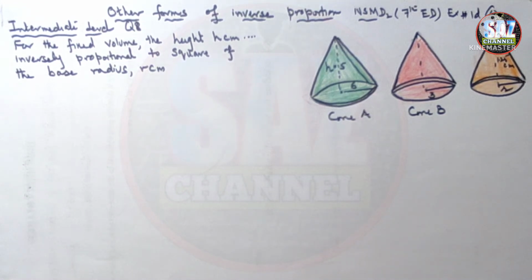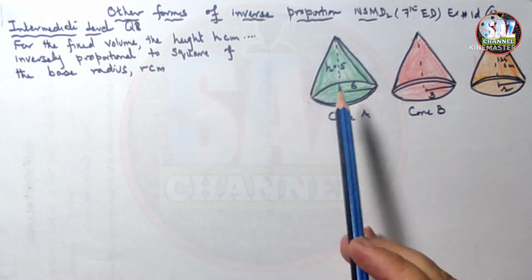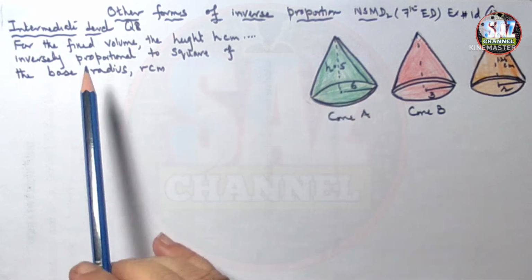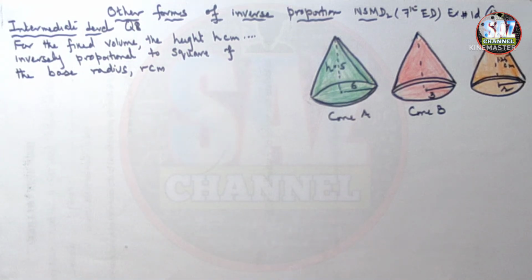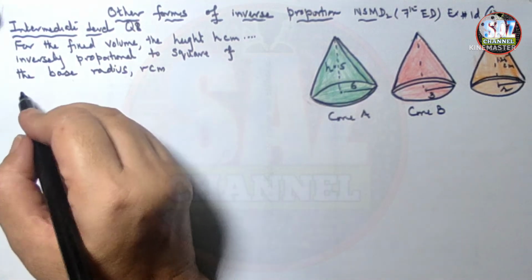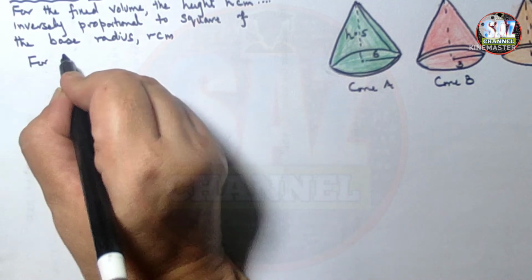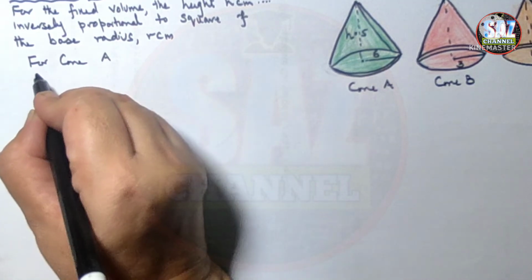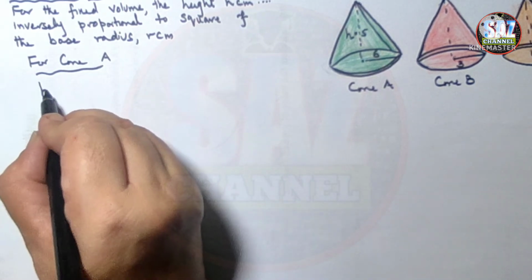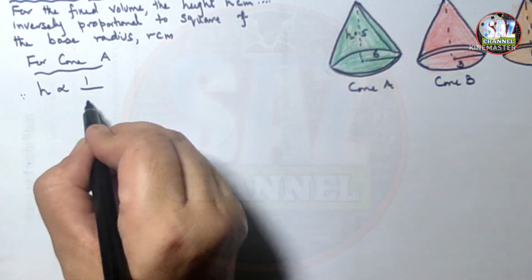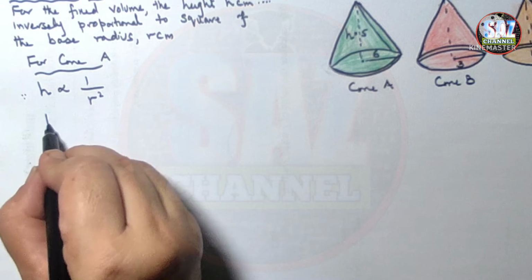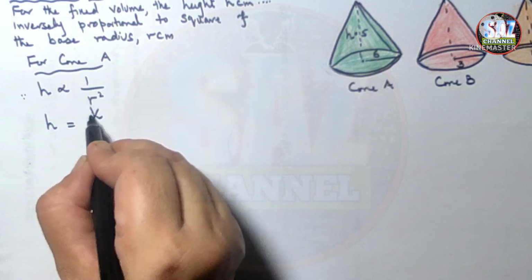Okay, let's try to understand the question. For a fixed volume, the height h of the cone is inversely proportional to the square of the base radius r. First of all, we have to find the relationship between height and radius for cone A, as the information is given for cone A. For cone A, height is inversely proportional to the square of the base radius, 1 over r square. H equals k over r square.